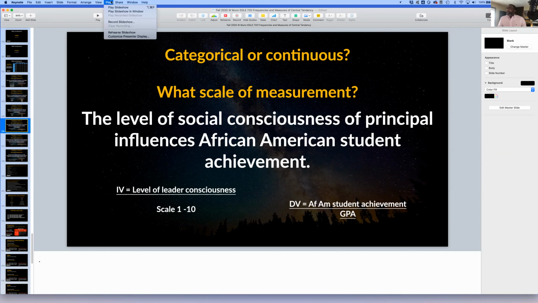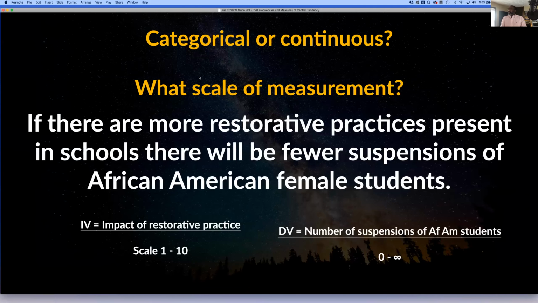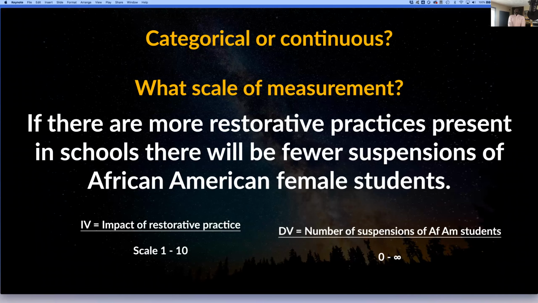Cool. All righty. Let's keep it moving here. If there are more restorative practices present in schools, there will be fewer suspensions of African American female students. And these are hypotheses from my previous students. Wait, Dr. Munn, can I ask a question? Sure. Can that be actual research right there? Oh yeah. I'm not sure if that person followed through with that research, but yeah.